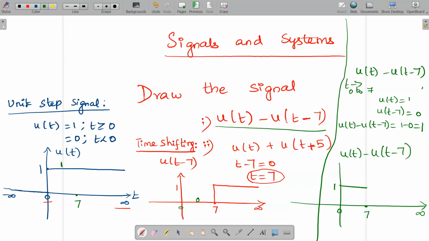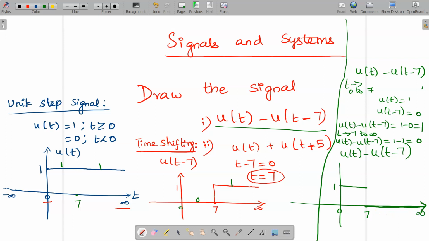And then next we can consider 7 to infinity. Whenever t ranges from 7 to infinity, what happens? For 7 to infinity, again this value is 1, this value is 1. So u of t minus u of t minus 7, both the values are 1, so 1 minus 1 is equal to 0. So for 7 to infinity, there is no amplitude, so it becomes 0.